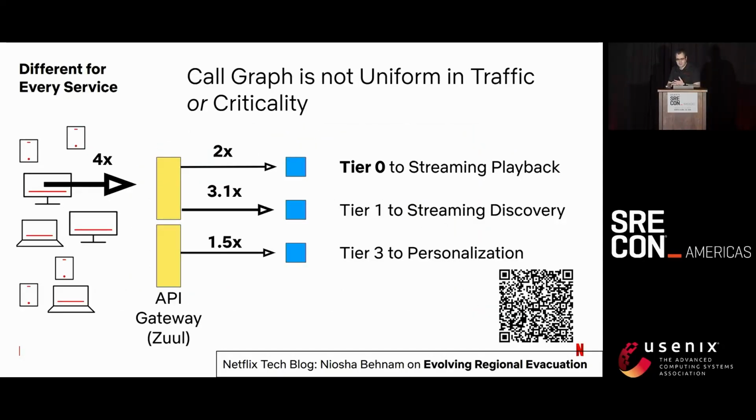And the main complexity of this, as Neosha explored in Evolving Regional Evacuation, is that this load spike is actually different for every service. A 4x SPS load spike at Netflix's front door might reveal a 2x or a 3x or a 1.5x load spike on individual services. So your call graph is not uniform in traffic or criticality. And this is particularly important because when we're trying to divvy up the rare commodity that is servers, we want to make sure that we establish the buffers for the tier zeros to important business domains like streaming playback, and we withhold computers from tier 3s or tier 4s that are relevant to less availability critical lines of business. Or excuse me, I should say they're all important, less availability critical lines of business.